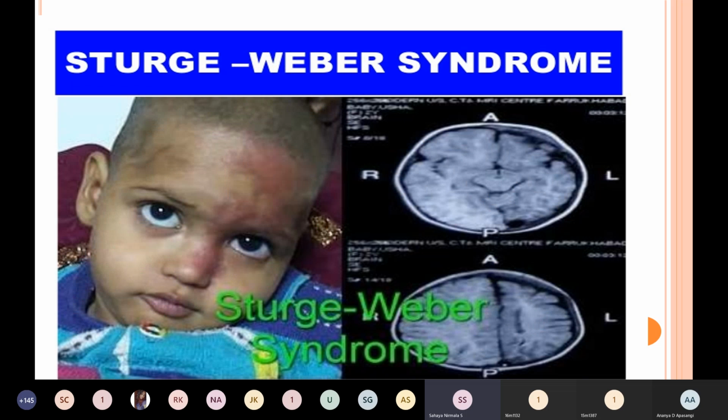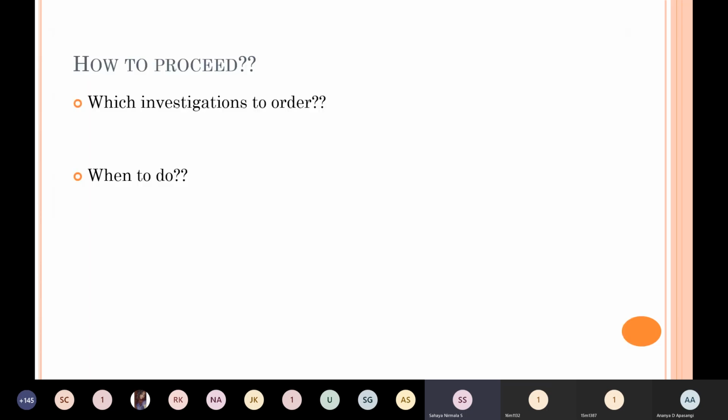If you see the face, there is a hemangioma on the face and there is a calcification here. So this is a case of Sturge-Weber syndrome, which is again a neurocutaneous syndrome. Once we have taken a proper history and now we know it is a seizure, how do we confirm it? So we need to do some investigations.